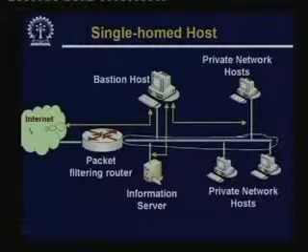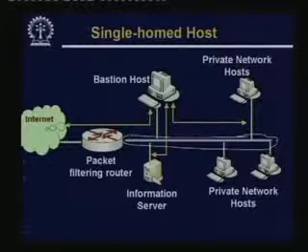So if the outside world, some node out there, wants to access a web page, first the request will come to the bastion host, the bastion host will forward it to the information server, then again the reverse path will be followed. A similar thing will happen if an outside node wants to send some data to the internal host or vice versa. These requests have to go through the bastion host. There is no direct path which will be allowed, right.